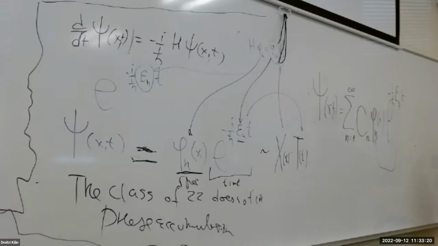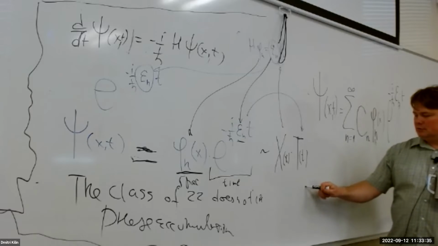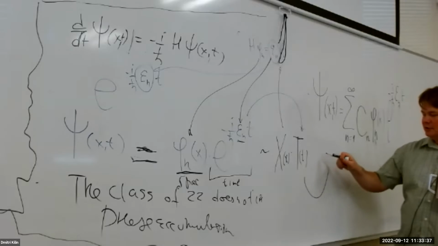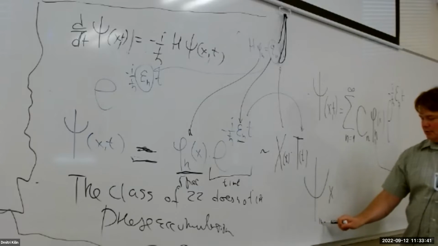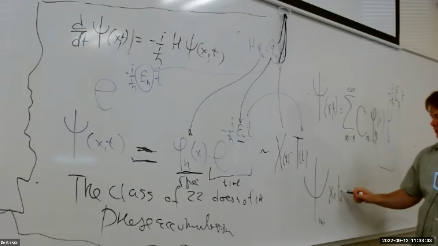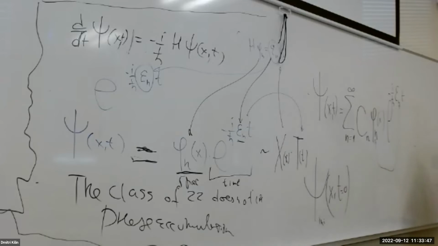Now, the number of solutions for a differential equation is infinite, right? And we need to nail it down to specify which solution we look for. So let's assume that, by some specifics of the problem, we do know the initial wave function at time t equals 0.